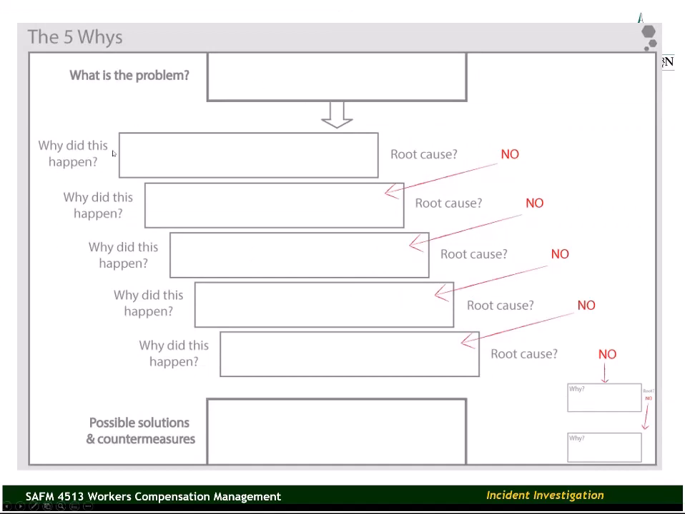Again, what is the problem? Why did this happen? Then why did the next thing happen? And so on and so forth until you get to the end. And it's called five whys, like we said in the last module, but it could be 6, could be 7, could be 4 different iterations of questions before you get to where you think you have identified the root cause of the problem.